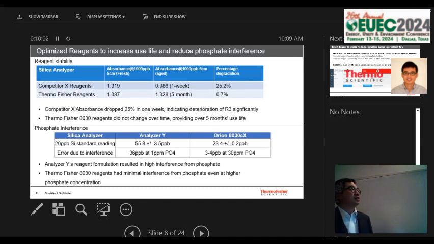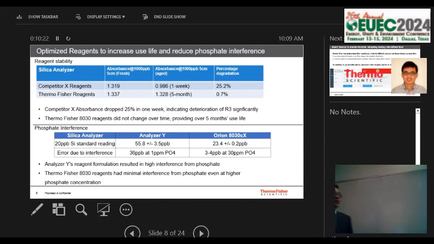But our reagent is kept pretty stable. Even after 5 months, it's still 1.3, so only 0.7% change. So that's one kind of improvement we made, extending the stability over 5 months, actually over 6 months, no problem.